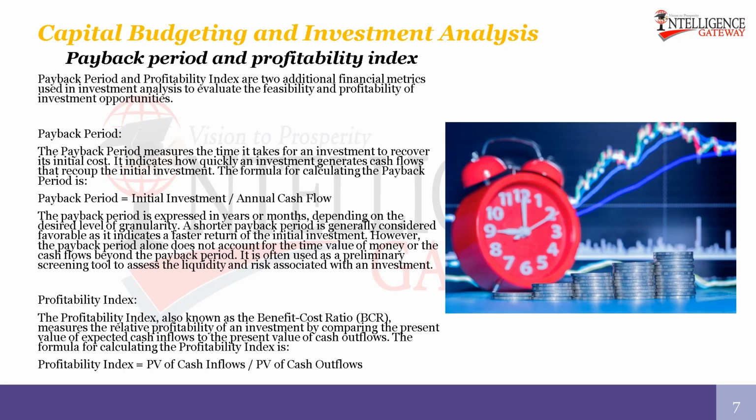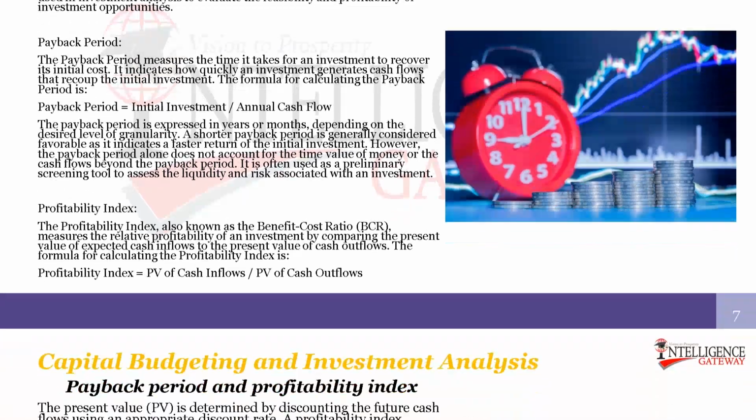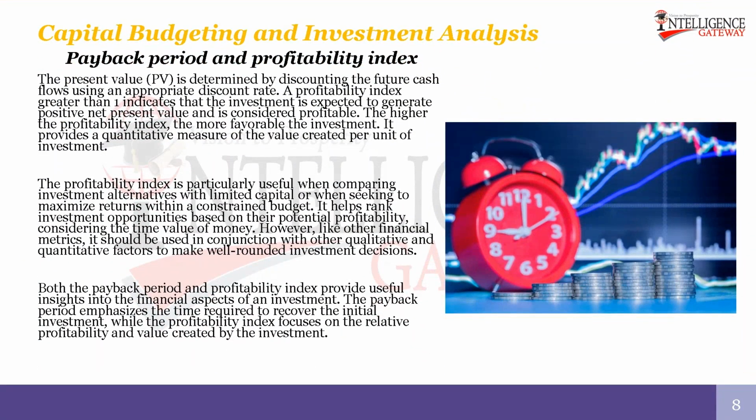investment. Profitability index. The profitability index, also known as the benefit cost ratio (BCR), measures the relative profitability of an investment by comparing the present value of expected cash inflows to the present value of cash outflows. The formula for calculating the profitability index is: profitability index equals PV of cash inflows divided by PV of cash outflows. The present value (PV) is determined by discounting the future cash flows using an appropriate discount rate.